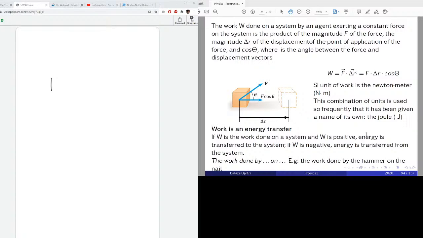And if the body moves from position 1 to position 2 and the displacement is delta r, the work done by the environment on this body will be F times delta r. If the force is constant, this is F delta r times cosine of theta.